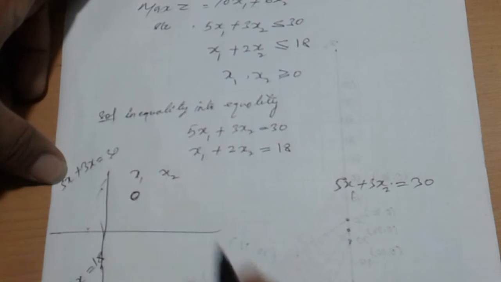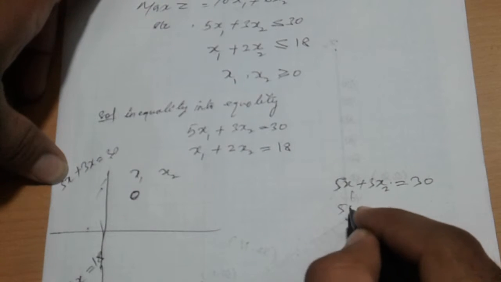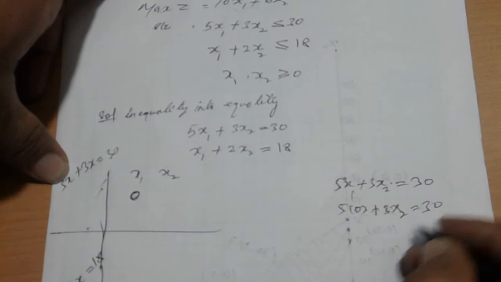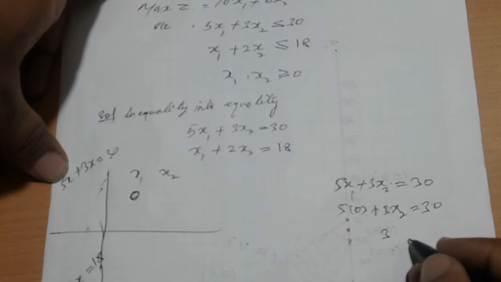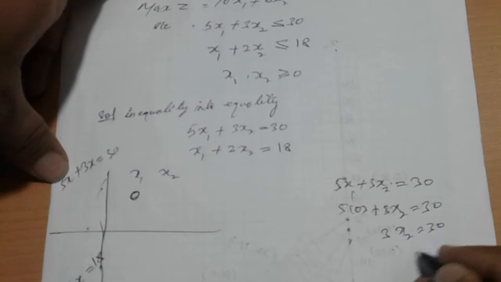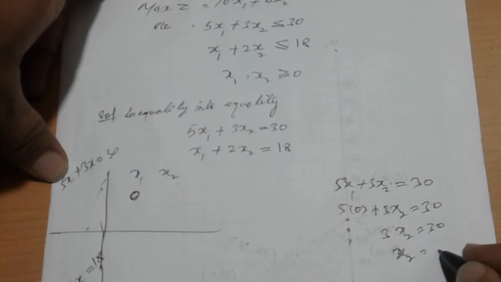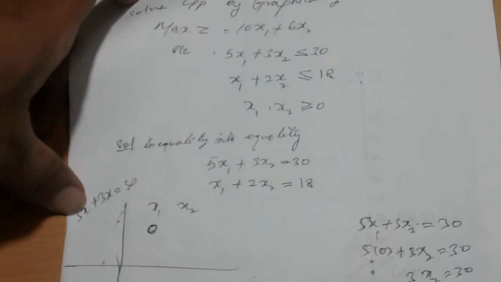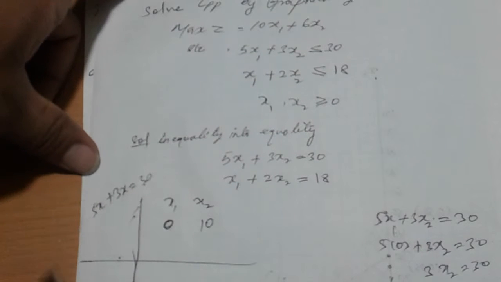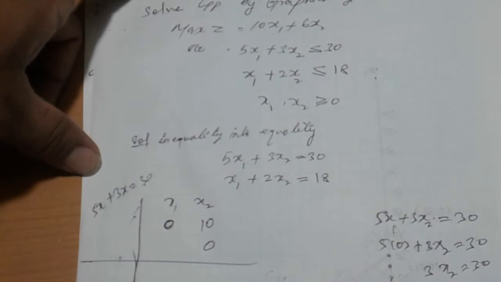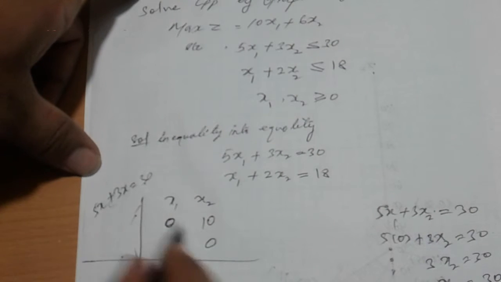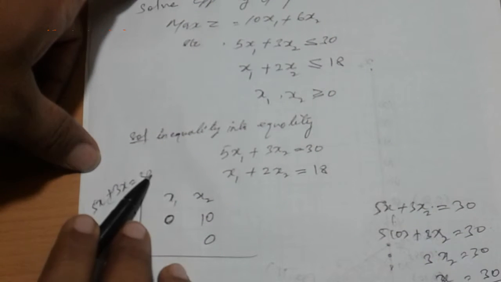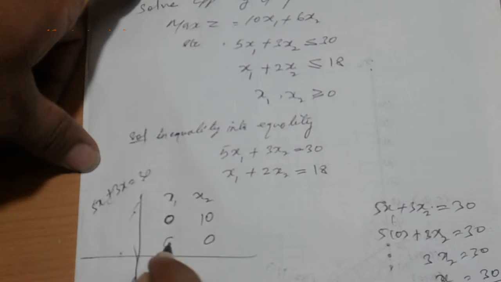If you put 0 in x1, 3x2 is equal to 30. 5 into 0 is 0. 3x2 is 30 means x2 is 30 divided by 3, which is 10. So what is the answer? 10. Now put 0 in x2. Only 5x1 will be there, so take 5 below, and you will get 6.